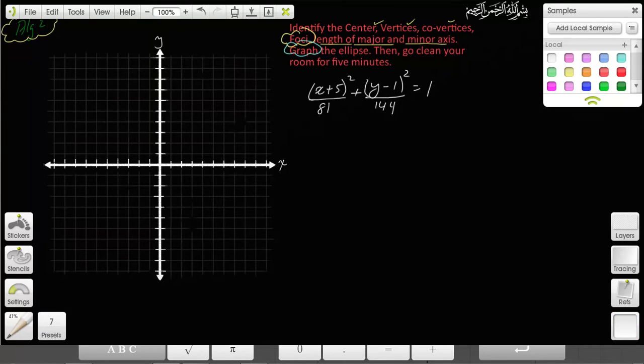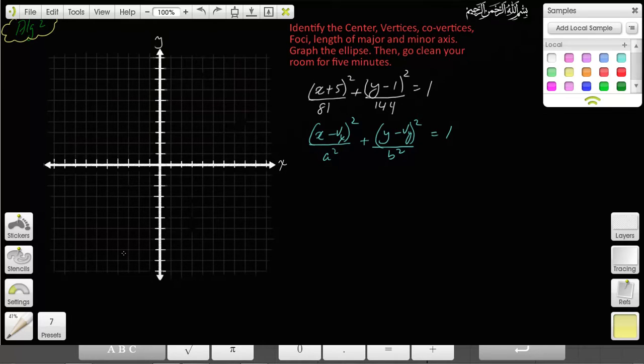But anyway, let's look at the question now. And here it is: the quantity x plus 5 squared divided by 81 plus the quantity y minus 1 squared divided by 144 equals 1. We recognize that this is an ellipse because the general equation of an ellipse is x minus Vx squared over a squared plus y minus Vy squared over b squared equals 1. So in an ellipse, both the x and the y values are squared, and they're added together like this.